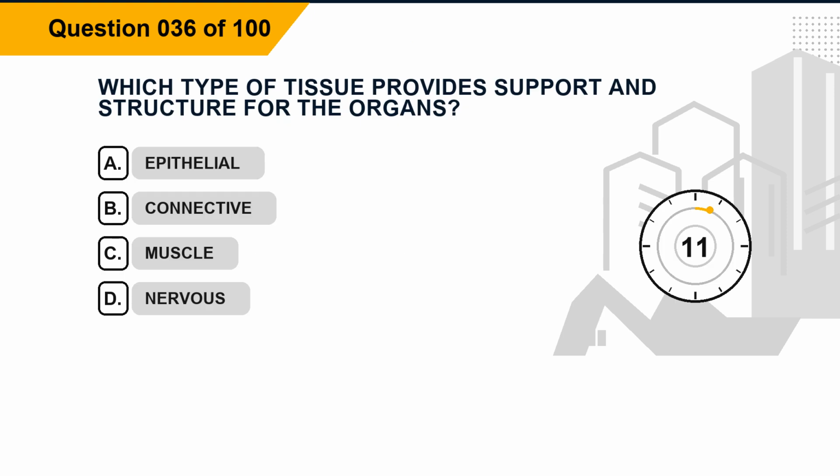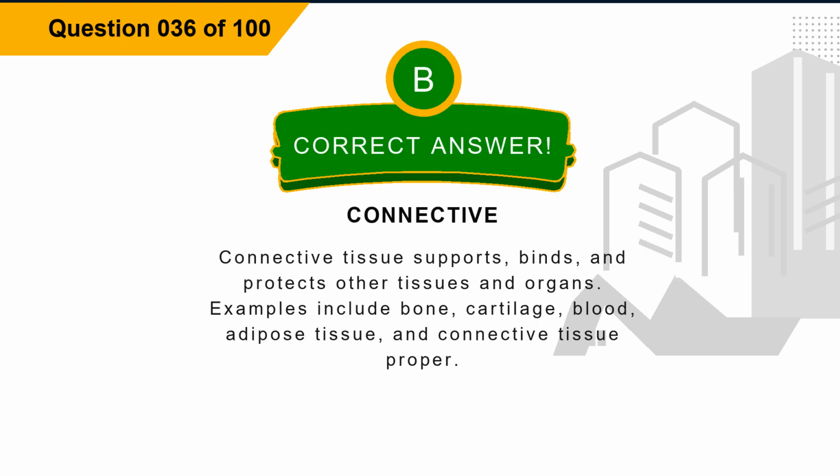Question 36. Which type of tissue provides support and structure for the organs? Option A, epithelial. Option B, connective. Option C, muscle. Option D, nervous. The correct answer is option B, connective. Explanation: connective tissue supports, binds, and protects other tissues and organs. Examples include bone, cartilage, blood, adipose tissue, and connective tissue proper.